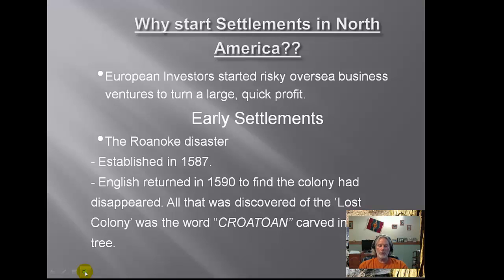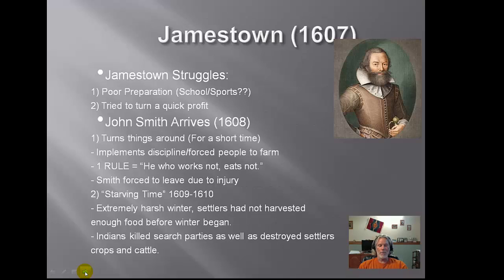The Roanoke disaster: this English colony started about 1587, and 3 years later it pretty much disappeared. And there's really not a whole lot of evidence why. Starvation, it could have been the Native Americans wiped the colony out, and so forth. But all that was left was the word Croatoan carved in a tree.